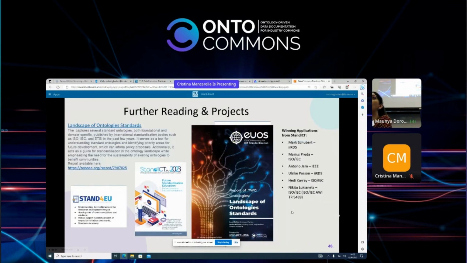And finally, something which has been released very recently is the landscape of ontology standards that was done in collaboration with the Standard project, thanks to the work of Arco, Hedy. And so this is a very deep analysis and database of the ontology standards.